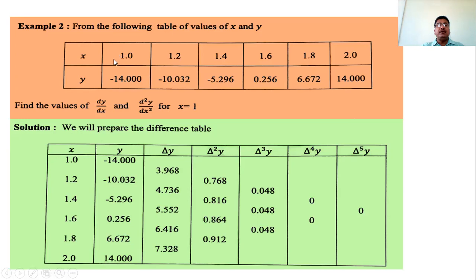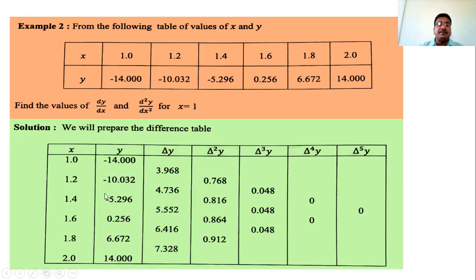And so we have to use the formula based on the forward difference table, the forward interpolation formula, to find the first order derivative and second order derivative. So prepare the forward difference table first. Prepare the forward difference table.